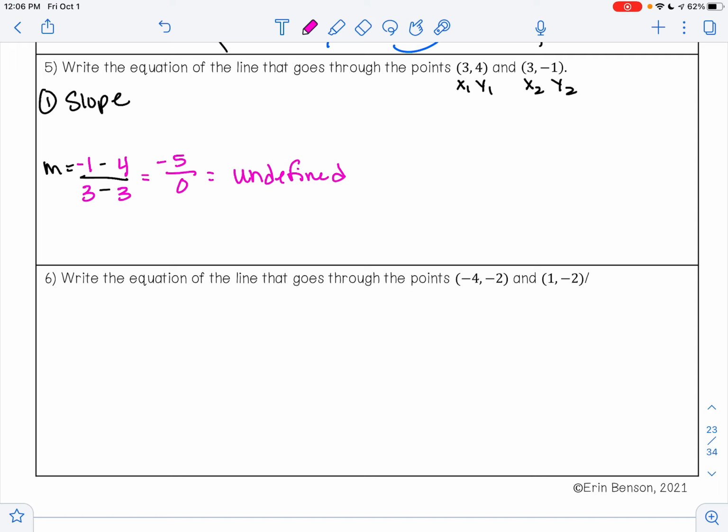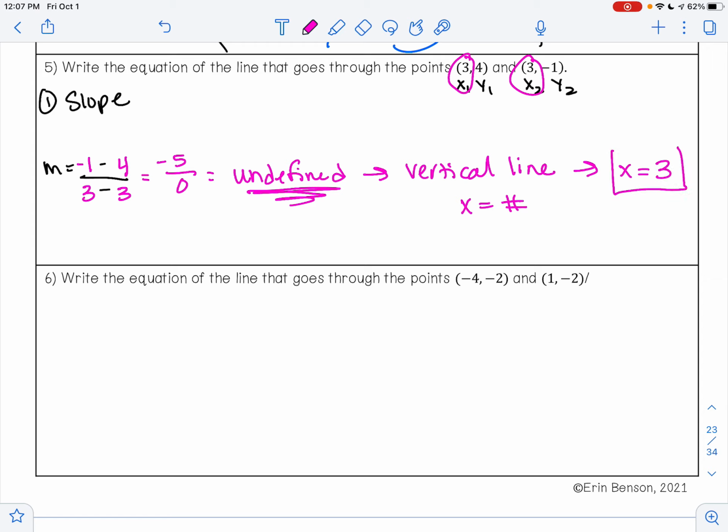Well, we learned earlier that an undefined slope means that you have a vertical line. Well, if I have a vertical line, that means that my equation is x equals a number. Well, what does x equal? If I look at my ordered pairs, my x coordinates are the same. x equals 3. This is your equation of the line.